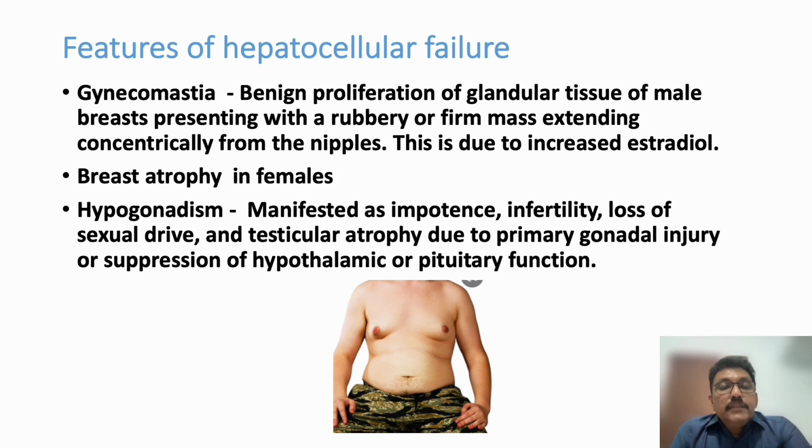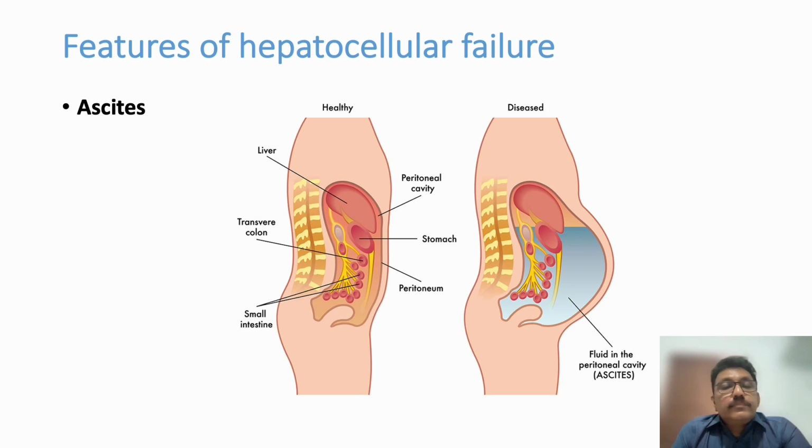Now, gynecomastia is another classical feature of chronic liver disease. In female patients, it can lead to breast atrophy. Hypogonadism can be seen in patients who have chronic liver disease, that may produce testicular atrophy, reduced sexual drive, infertility, impotence, all these things.